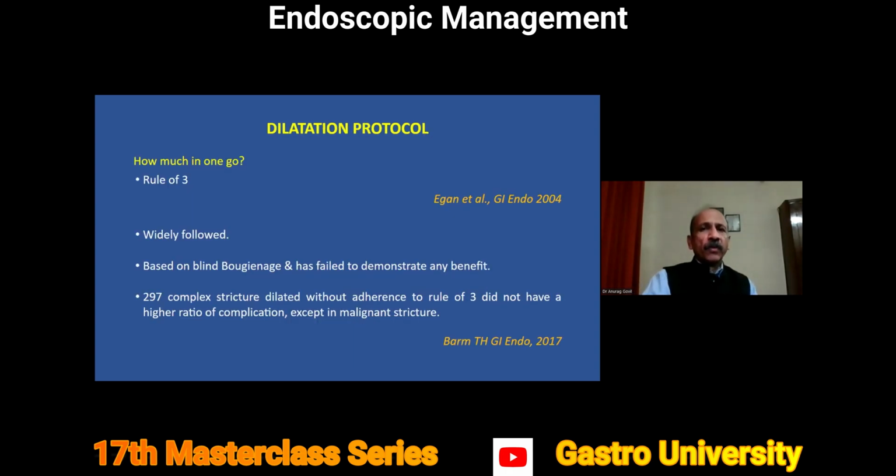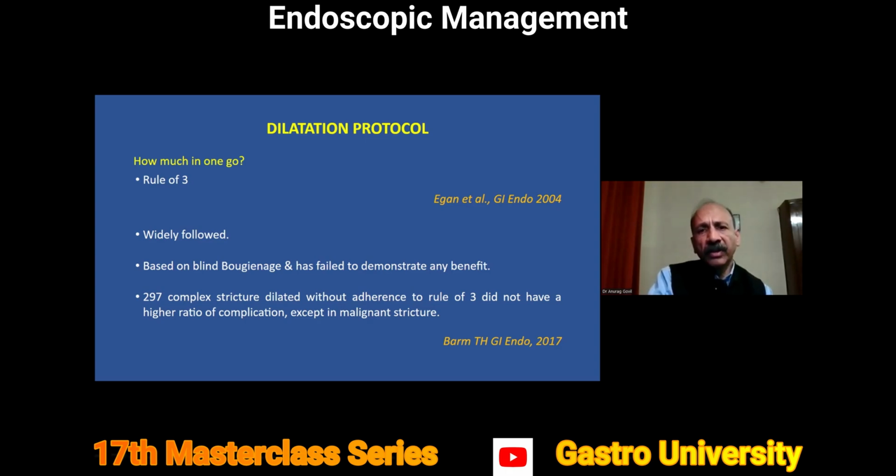Now, what is the protocol that we use while dilating? How much should we do in one go? So this rule of three, which has been described way back, about 2 to 3 decades back, is very widely followed. We also do the same. It is basically based on blind bougienage that was done at that time. And they used to do it just beyond 3 millimeters of the first bougie which experienced resistance.